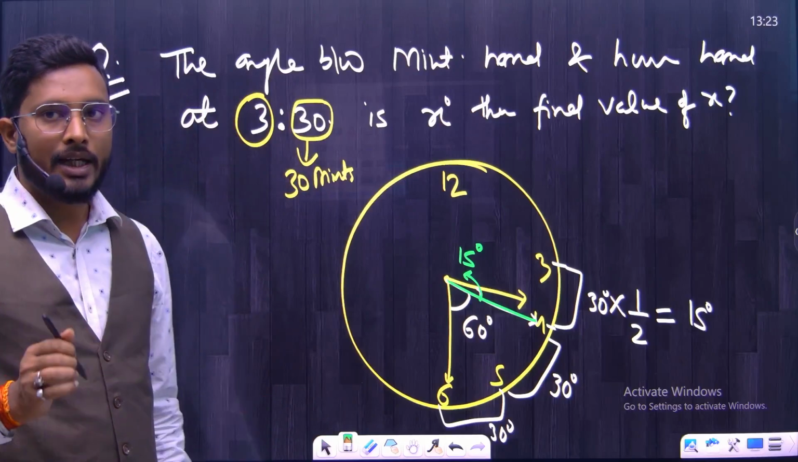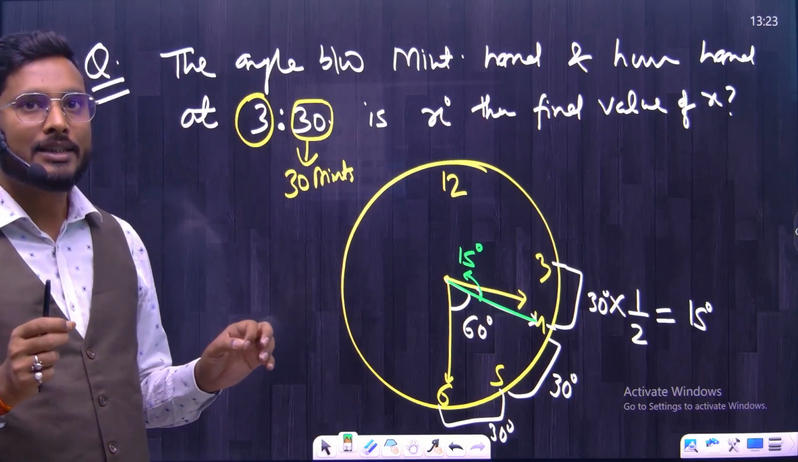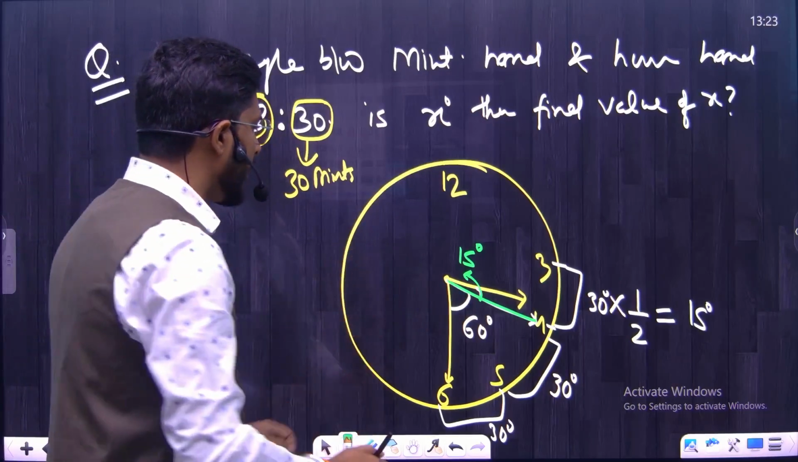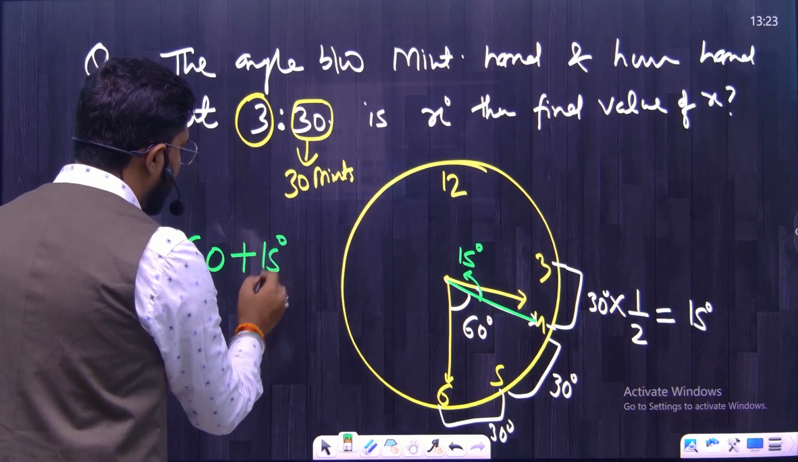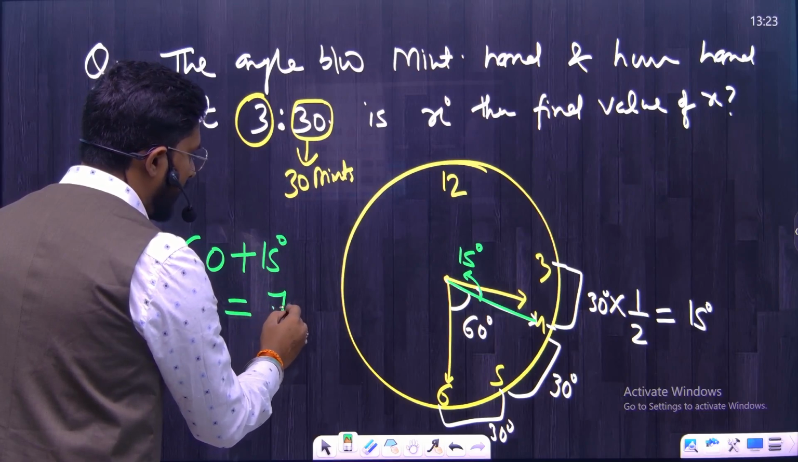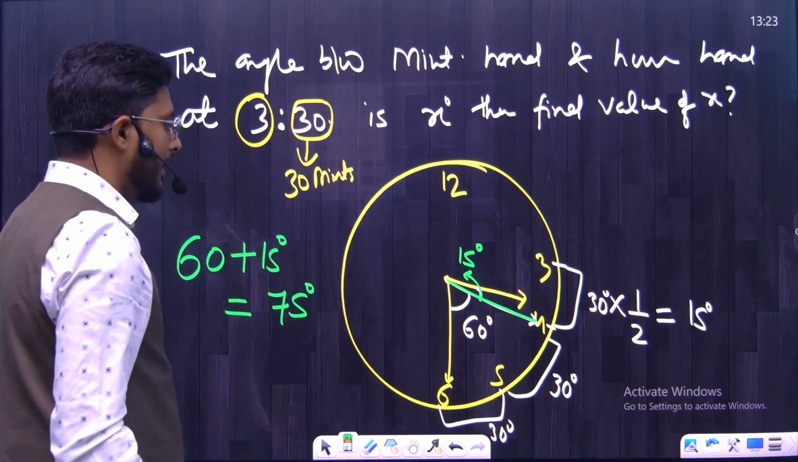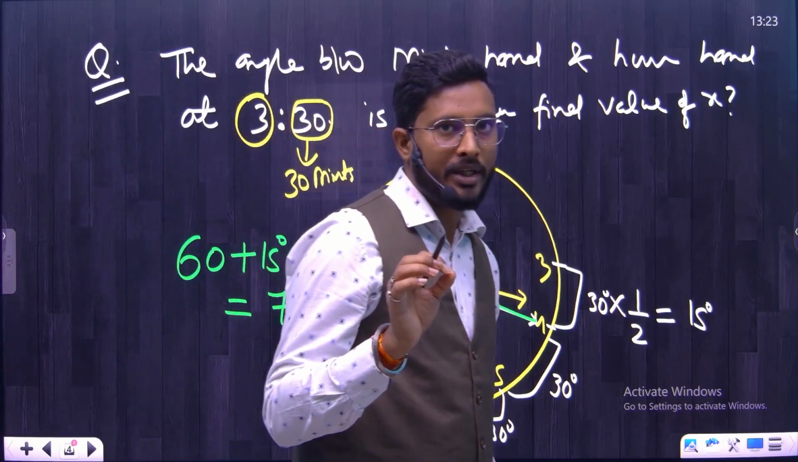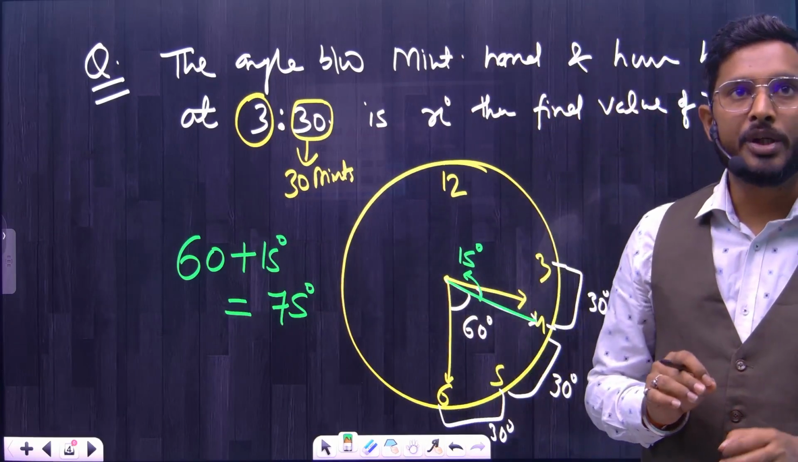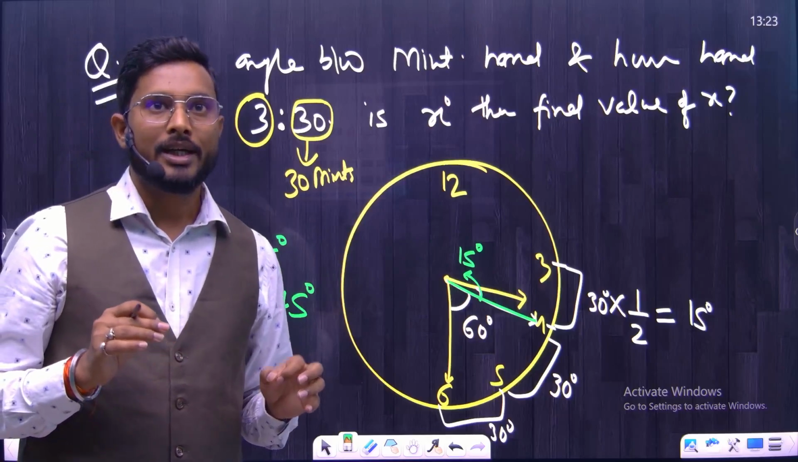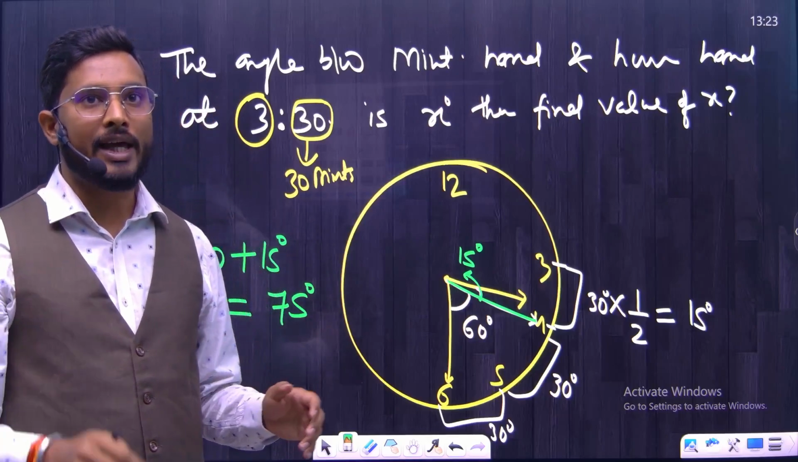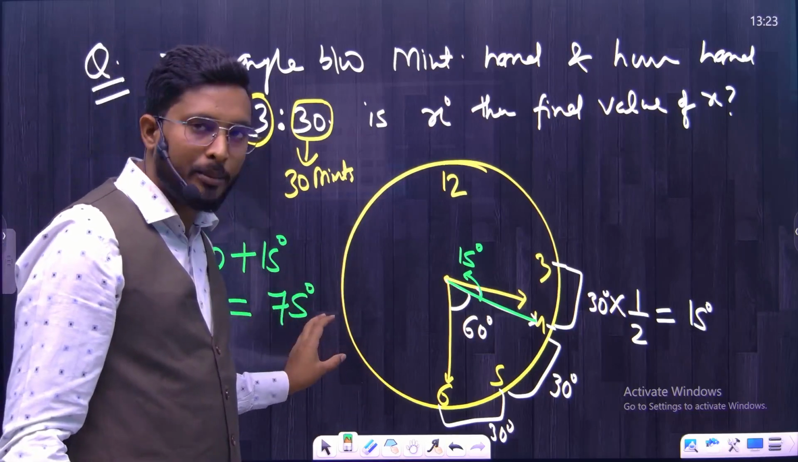Now you can see that your answer will be 60 plus 15 degrees, that is 75 degrees. So the angle between the minute hand and hour hand at 3:30 is x degrees. So the value of x is 75 degrees.